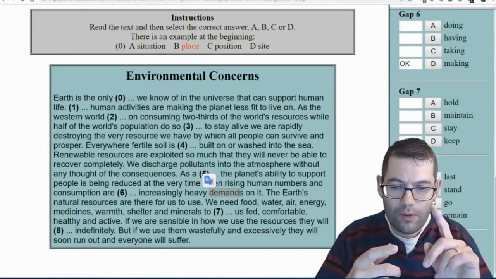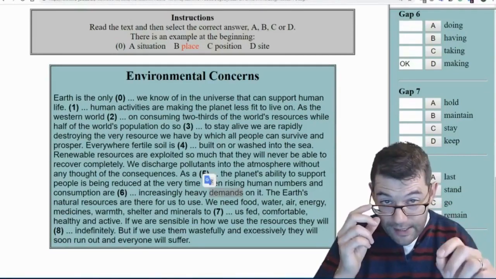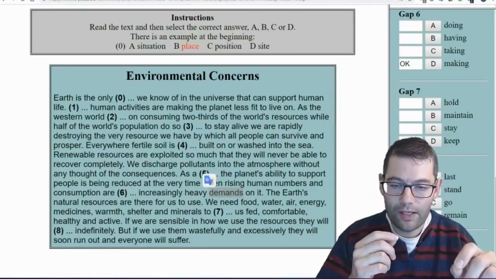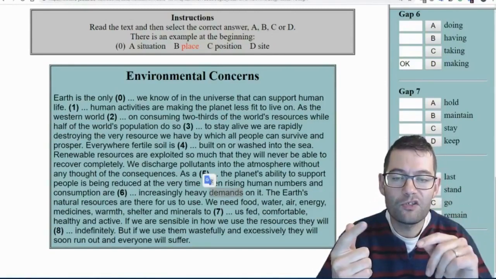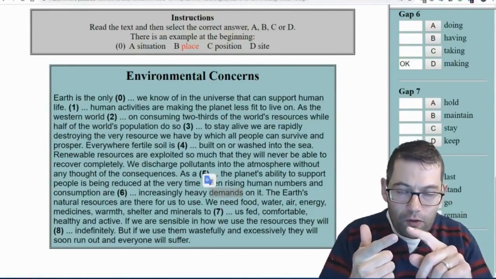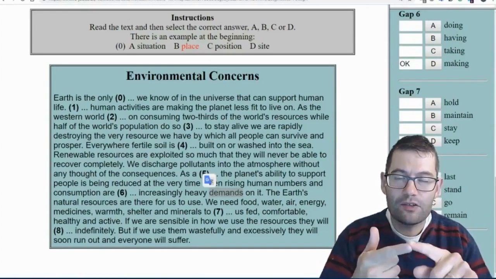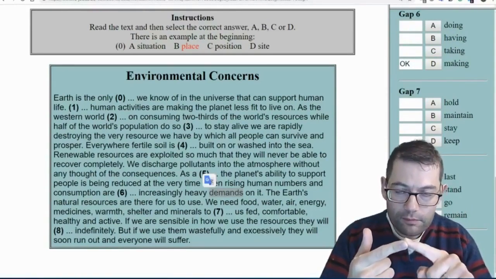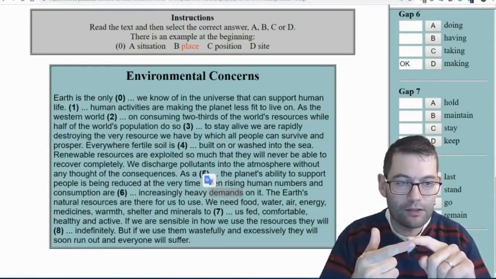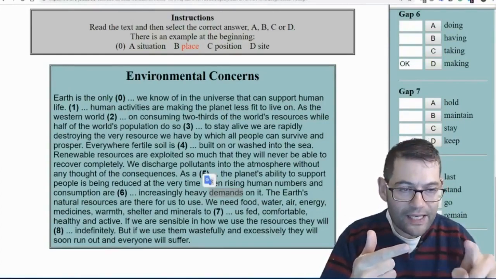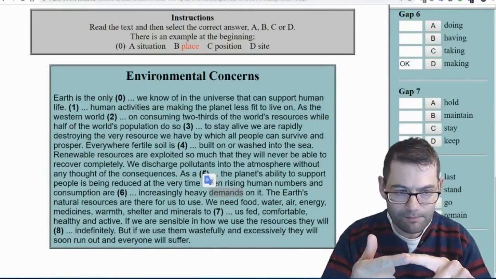And once again, to get the answer correct, we've got to think about collocations. We've got to choose the correct verb, which does two things. In terms of language structure, it's got to work with us immediately after the gap. So hold us, maintain us, stay us, keep us.